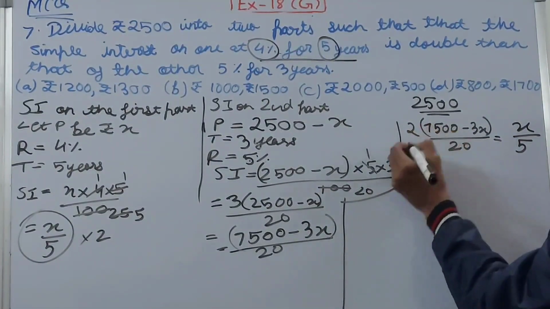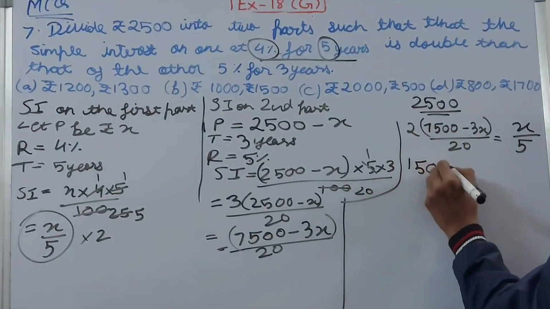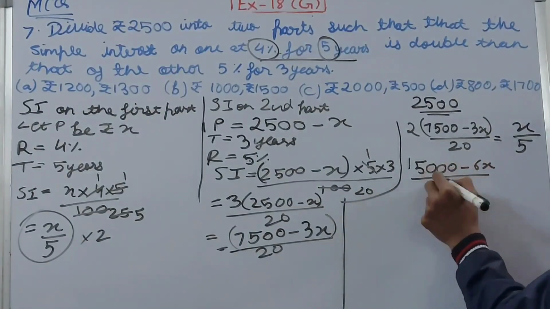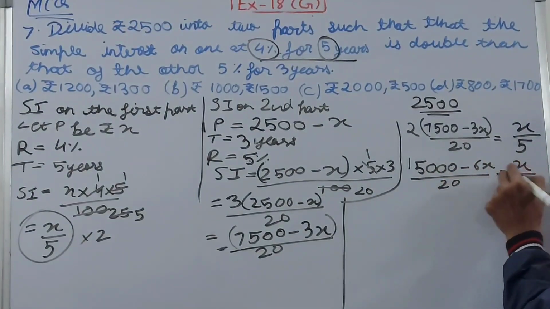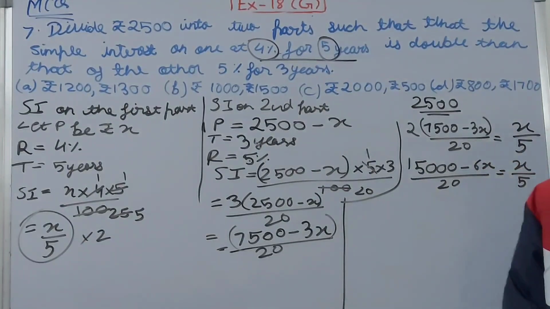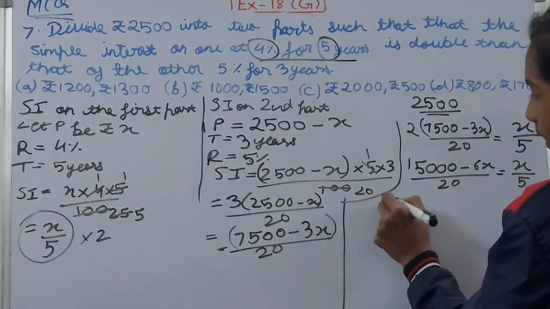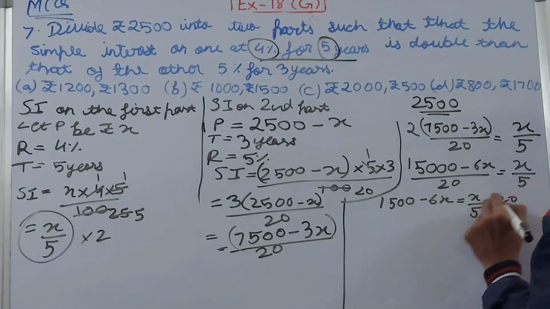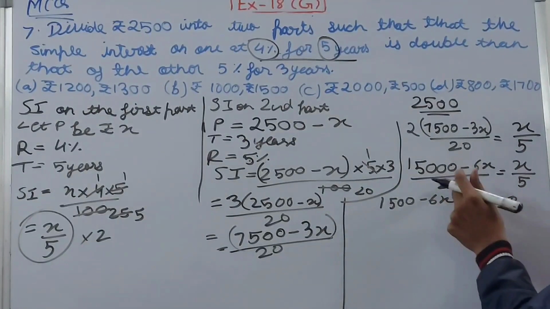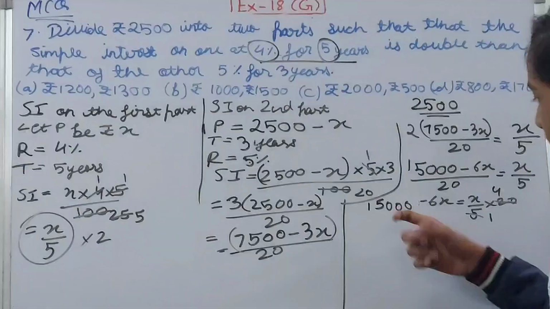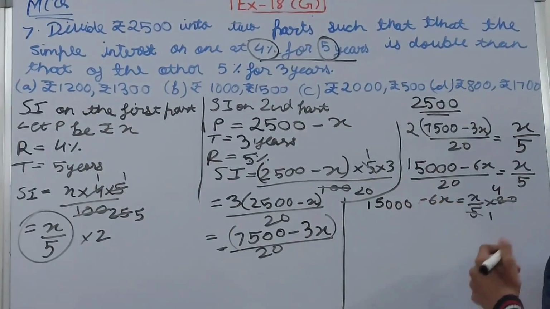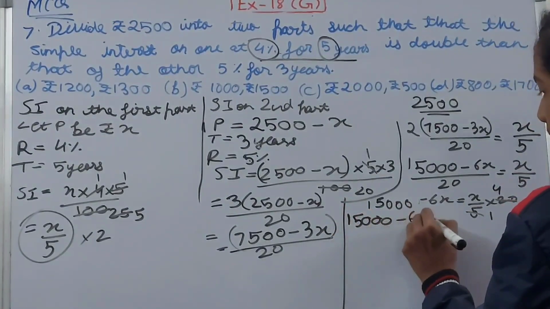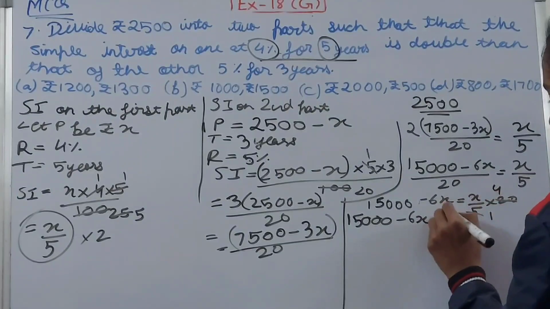So this becomes 75 into 2, 150, and 2 more zeros, minus 6x upon 20, right? Equals to x upon 5. Now we solve the question. So I'll take this here, 15000 minus 6x equals to x upon 5 into 20. Here 20 is dividing, so here it will multiply. This is 15,000, not 1500, don't make a mistake, right? So what does this become? 15000 minus 6x equals to x into 4, 4x.